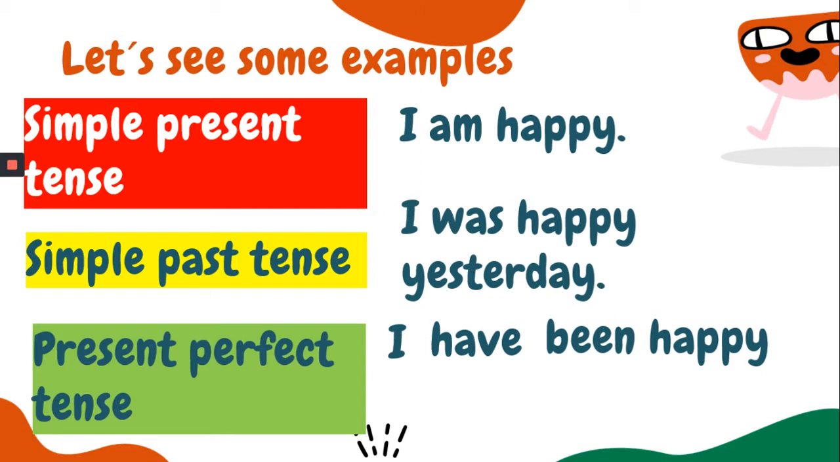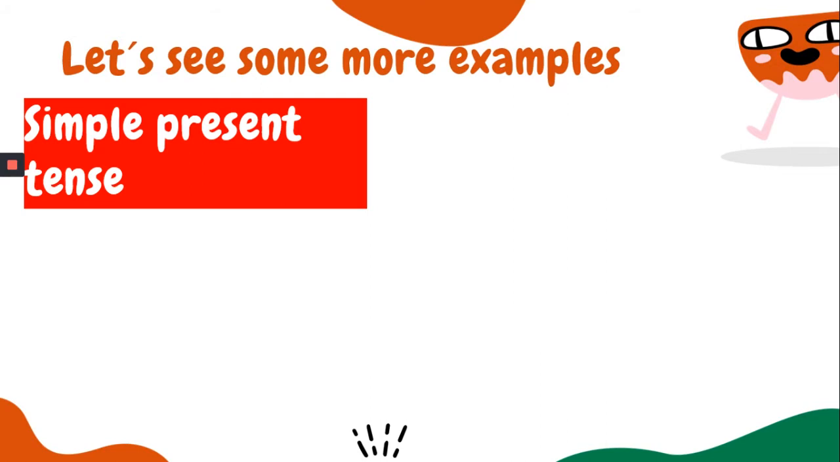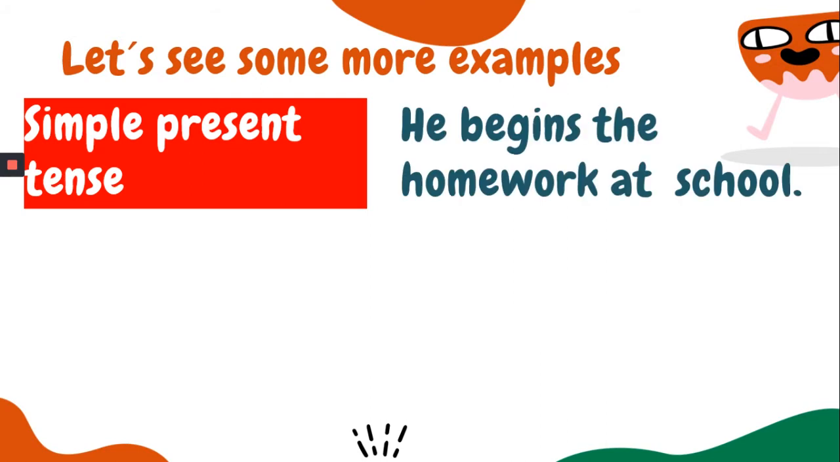And another example that we're going to check now is for the simple present tense. It's going to be this sentence: he begins the homework at school. So, as you know, it's third person singular, and we add the S. He begins the homework at school. So that was not that difficult. We're going to check now in the past, when the form does change.